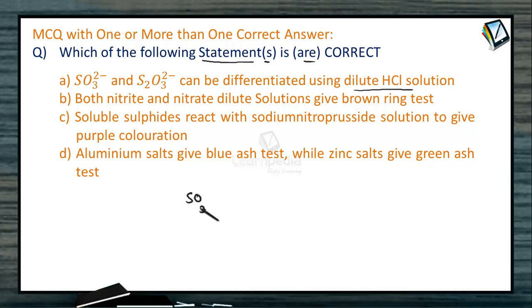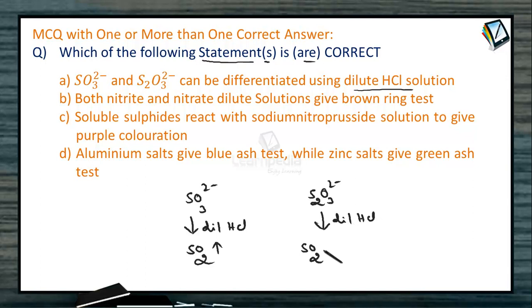So when we take sulfite ion and thiosulfate ion and allow them to react with a dilute acid like HCl, sulfite gives a colorless gas, sulfur dioxide, with a pungent smell that can turn acidified dichromate solution green. And when we take thiosulfate and allow it to react with dilute HCl, we also get SO2, which again is colorless, has a burning sulfur smell, and turns acidified dichromate green. But along with this, the yellow or white turbidity of sulfur is formed, which is not there in the sulfite case.